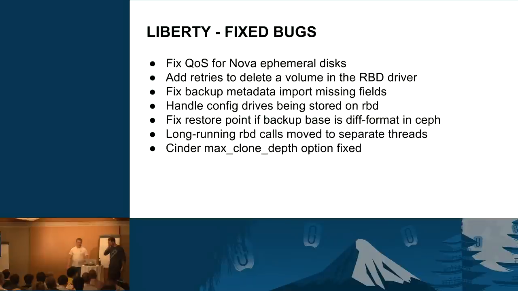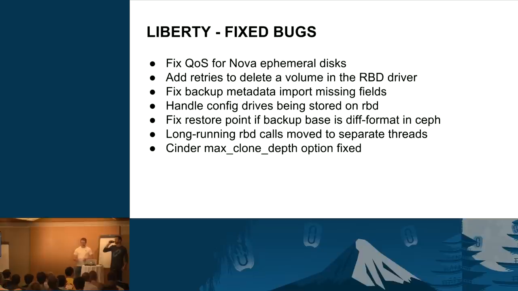So we had a number of bugs fixed in Liberty. I won't go through all these in too much detail, but fixing the throttling code in Nova to make that apply to ephemeral disks like it does for Cinder volumes. A few things to make Cinder itself more robust, retrying deletions when they failed in case it was a temporary condition, making sure that long-running RBD calls like deletes don't block the Cinder volume thread anymore, so you can have many deletes running in the background threads and it won't affect other operations.